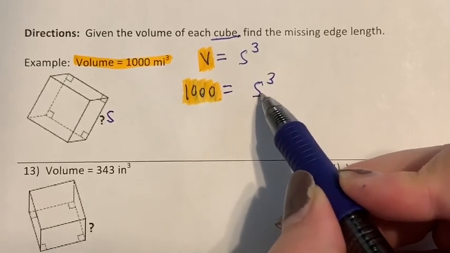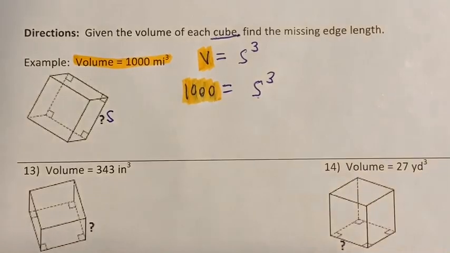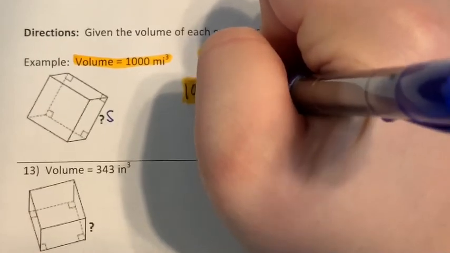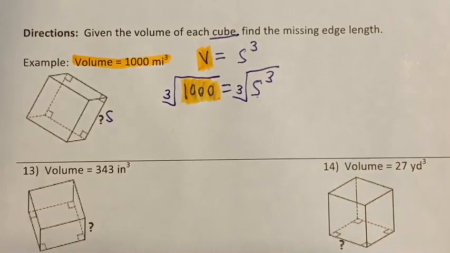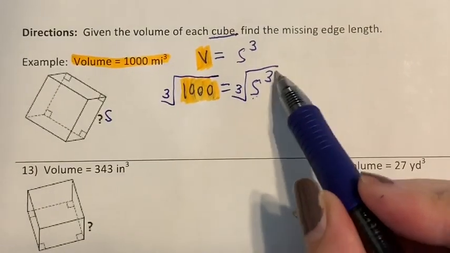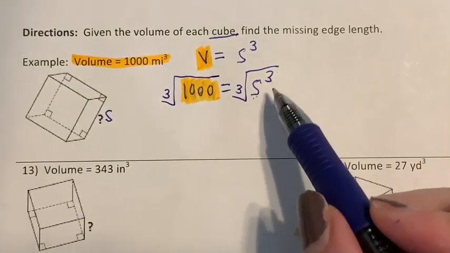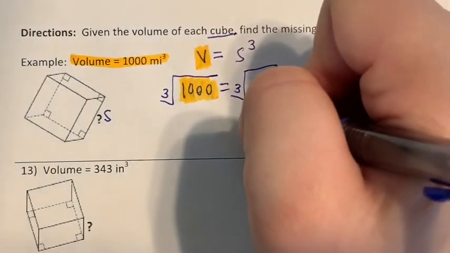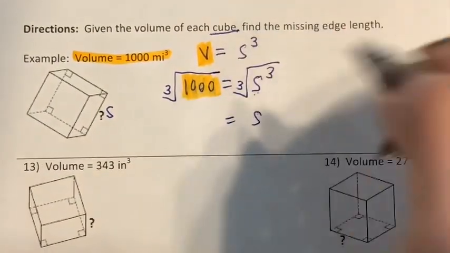I need to undo this S cubed. And the way I undo it is not by taking the square root, but by taking the cube root. So kind of like how in our previous example, to undo S squared, you take the square root. Here to undo S cubed, we take the cube root. And then that would give us our side length all by itself.